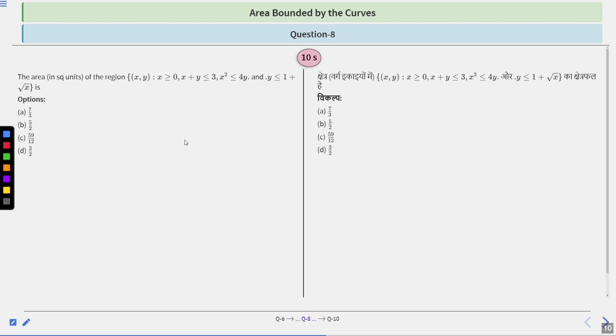Okay. So first, the hint for this question is to try to draw all the curves, and we have to find the common area that is enclosed between these curves, right? These curves are easy to draw. X equal to 0 is easy to draw. X plus y less than or equal to 3 is easy to draw. And x square less than or equal to 4y is easy to draw, because this is basically the equation of a parabola, and y less than or equal to 1 plus root x is also easy to draw.